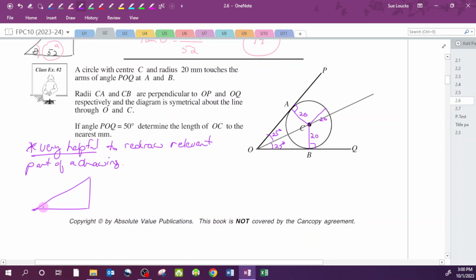So here I go. This is C, this is B, and that's a right angle. And this is O, and this is 25 degrees. And this is 20, and this is the D I'm looking for, which is OC. Okay, I redrew the important part. That's what I did up here when I redid that drawing. Okay, let's label the triangle. We've got my angle of interest, hypotenuse, opposite, adjacent.